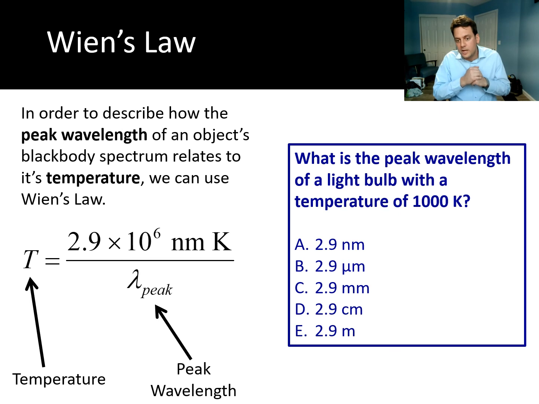So, for example, what is the peak wavelength of a light bulb with a temperature of 1000 Kelvin? We don't do a lot of calculations here, but this one's reasonably straightforward. And so I'll go ahead and throw this one at you, and I'll pause for 30 seconds, and then I'll tell you.